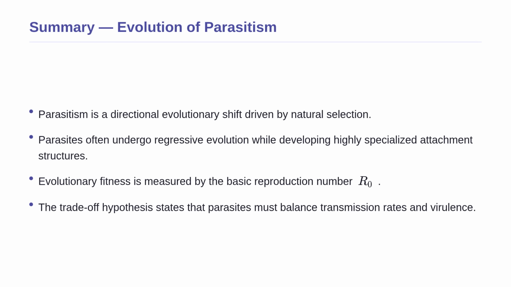As we conclude our lecture, let us review the most important ideas. First, the evolution of parasitism is a directional shift where free-living organisms adapt to rely entirely on a host, often losing complex organs in the process. Second, evolutionary fitness is measured by the basic reproduction number, which dictates whether a new trait will spread. Finally, the trade-off hypothesis shows that parasites are locked in an evolutionary arms race, constantly balancing transmission rates against host mortality to ensure their own survival.